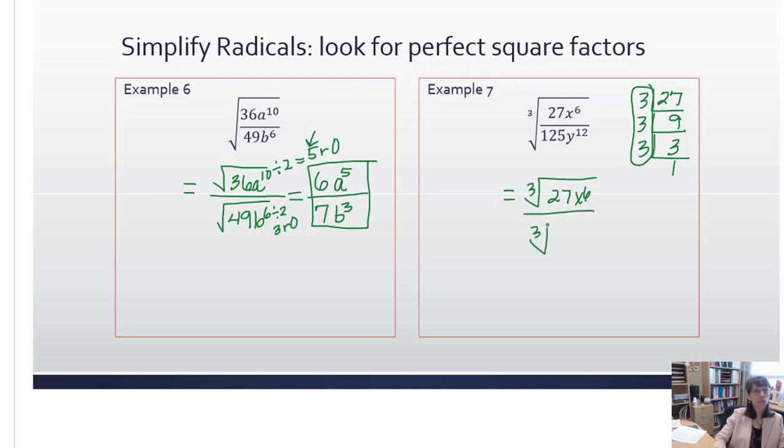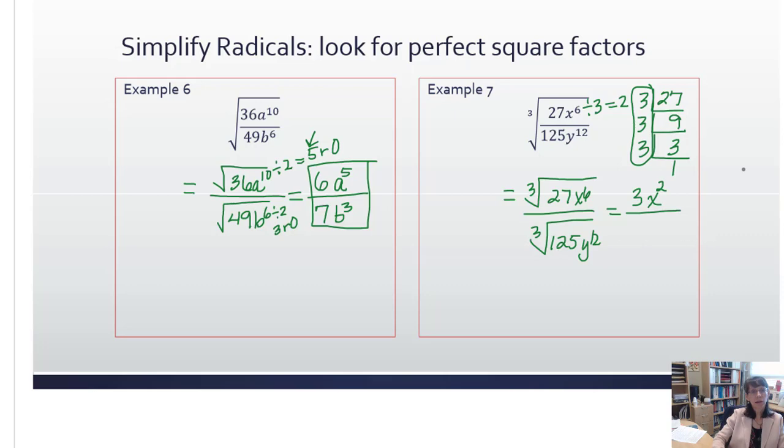divided by the cube root of 125y to the 12th. We just found out that 27 is a perfect cube, so our numerical coefficient of 3 will clear. Taking 6, dividing by index now of 3 is exactly 2 with no remainder. So that base of x will clear with an exponent of 2.